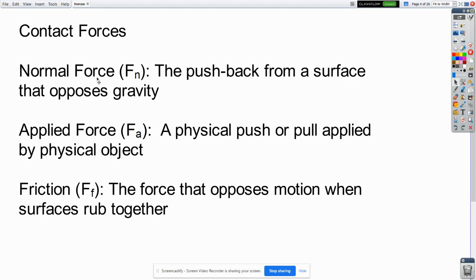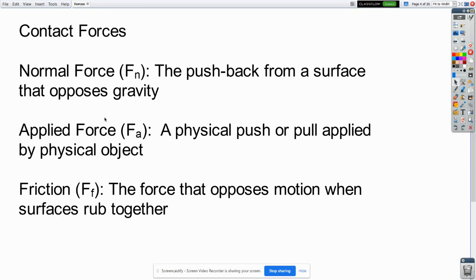Applied force. This is the physical push or pull that is applied to a physical object or by a physical object. So if I were to push on the table to move it, I am applying a force to the table that is called the applied force. The computer is sitting on the desk. The computer is going to push downward on the desk. That's an applied force.